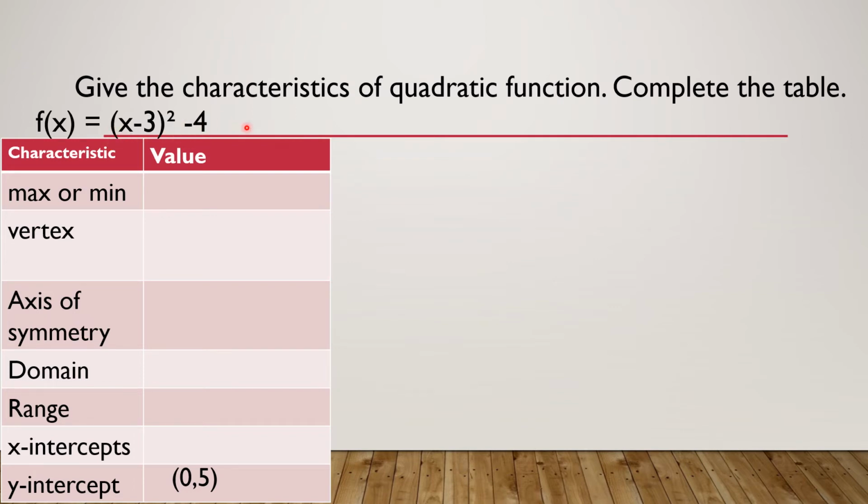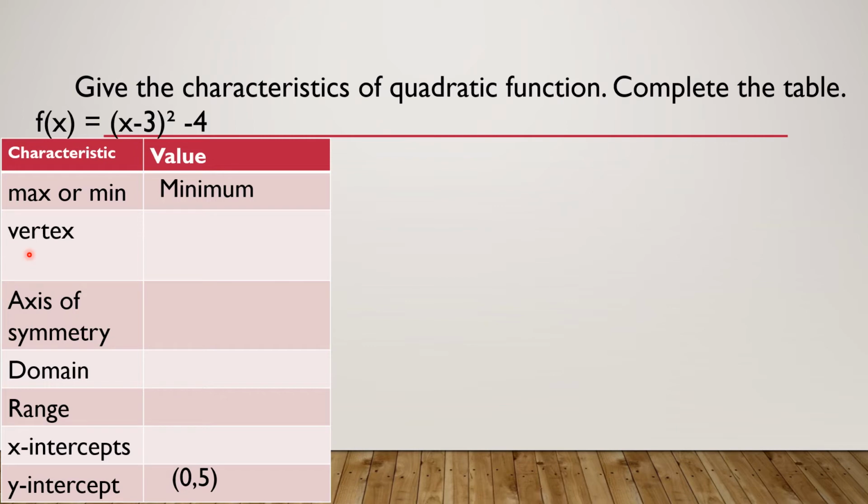This is in vertex form. We know that a here is positive. It means that the graph opens upward. If this is negative, the graph opens downward. And if it opens upward, pag ang graph natin ay nag-open upward, ibig sabihin nun, ang vertex natin is the lowest point or minimum point, which means that this is minimum value. Vertex is at the minimum value.